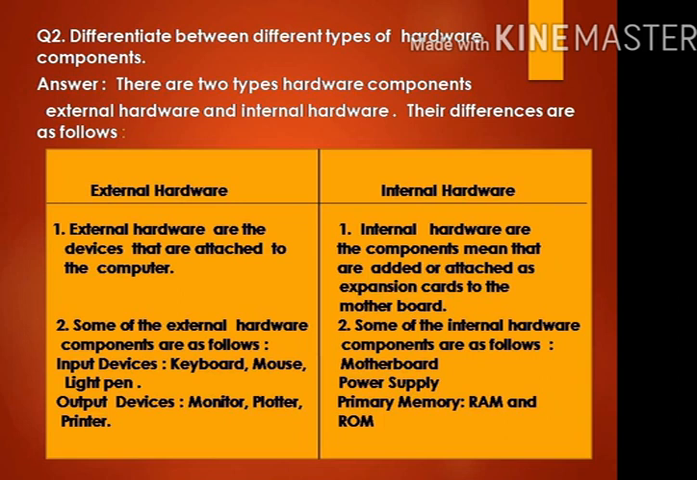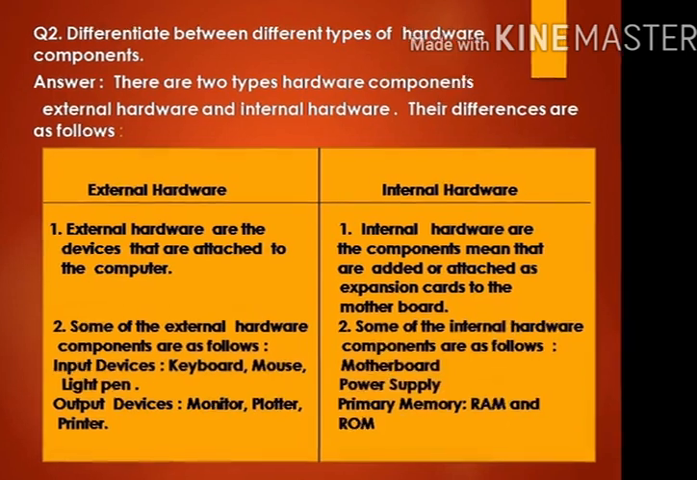Number 2. Some of the external hardware components are as follows: input devices, keyboard, mouse, light pen; output devices, monitor, plotter, printer, etc. Number 2. Some of the internal hardware components are as follows: motherboard, power supply, primary memory, that is RAM and ROM.